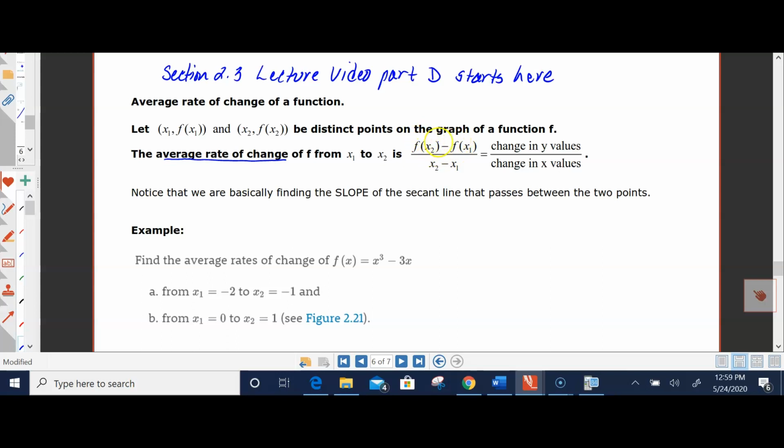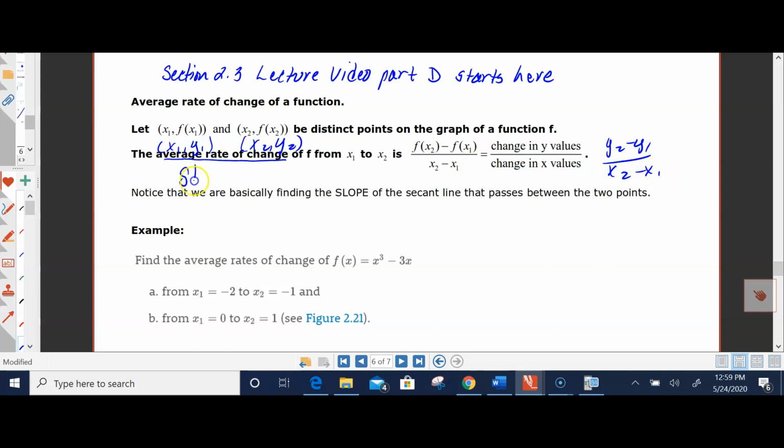f of x2 minus f of x1 over x2 minus x1. Do you recognize this? It's just the slope. We're just using the fancy function notation for the y values. Instead of y2 minus y1, we're using the fancy function notation. So really, this ordered pair is just x1 comma y1, and this guy is x2 comma y2. So all we're doing is finding the slope, y2 minus y1 over x2 minus x1.